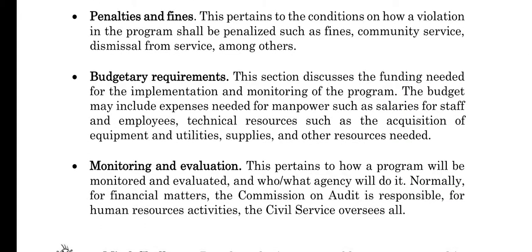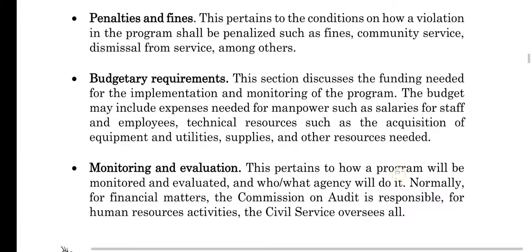Penalties and fines, if there are violators of the laws, how are you going to sanction them? Okay, this is also optional because you are not yet familiar with the penalties and fines as specified by the Revised Penal Code.